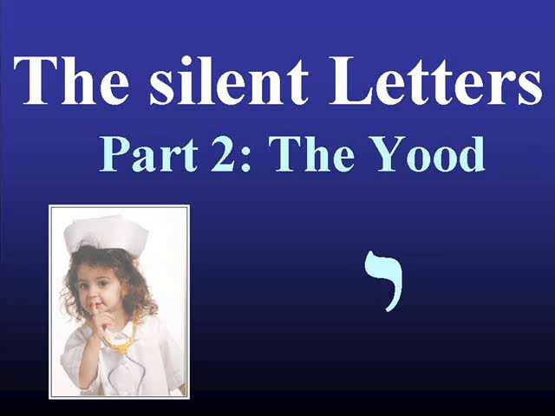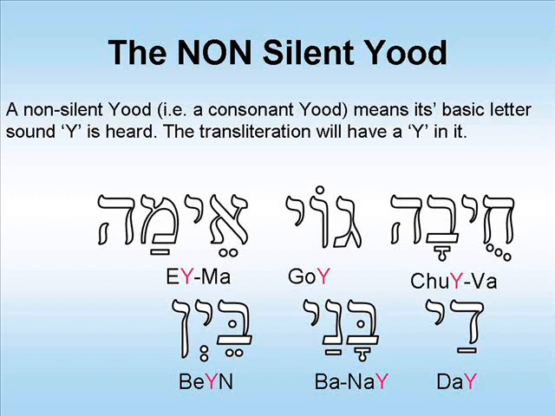The silent letters, Part 2, the Yood. First, let's begin with the non-silent Yood. A non-silent Yood, i.e. a consonant Yood, means its basic letter sound, y, is heard. The transliteration will have a y in it.